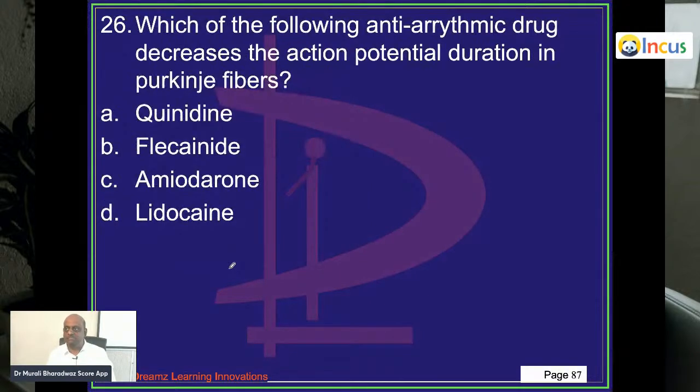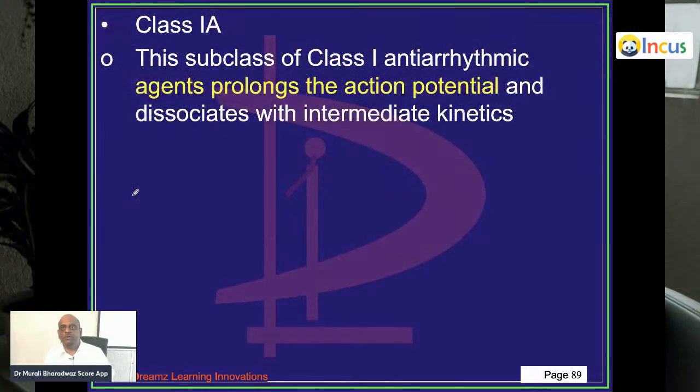They'll go and bomb. Now, which antiarrhythmic decreases the action potential of the Purkinje fibers? Doctor, next week we are going to discuss all general pharmacology, cardiac pharmacology and all that. Antiarrhythmic classification, you have to be 100% sure. Right, doctor? Lidocaine decreases the action potential duration.